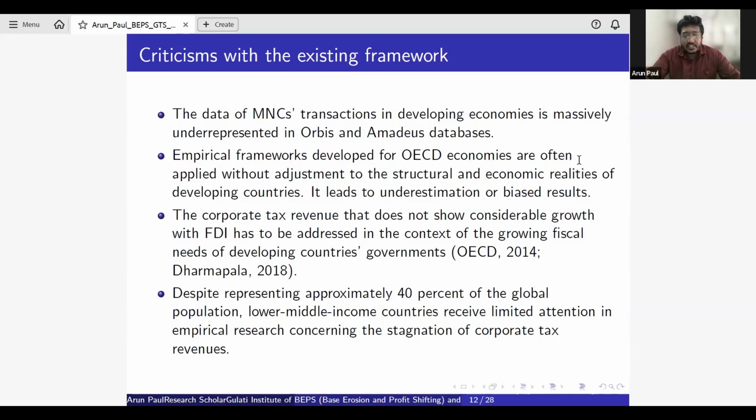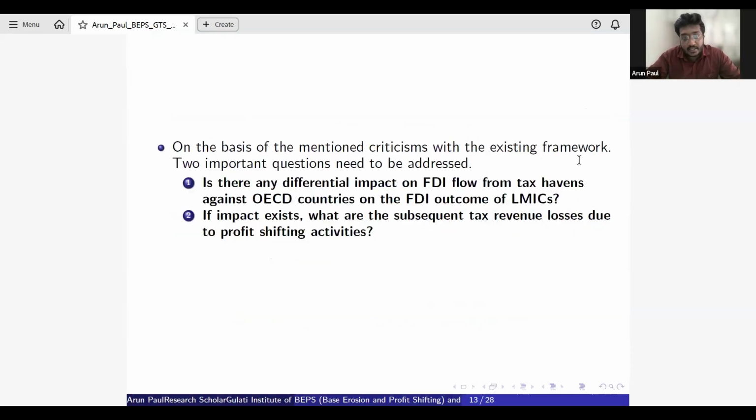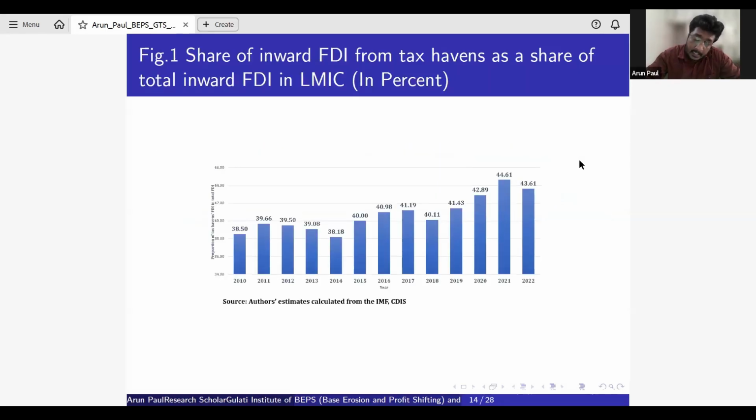So this profit shifting actually fuels tax competition. It compromises fiscal capacity and intensifies inequality. So basically two pressing questions remain. Is there any differential impact on FDI flow from tax havens as against OECD countries on the FDI outcome of lower middle income countries? If impact exists, what are the subsequent tax revenue losses due to profit shifting activities?